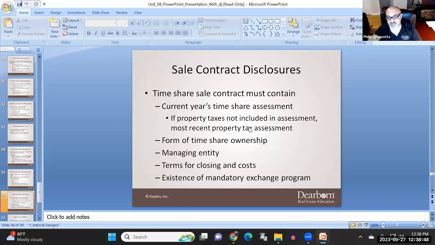Let's talk about a sales contract disclosure. A timeshare sales contract must contain the current year's timeshare assessment, whether the property taxes are included or not included in the assessment, and also the most recent property tax assessment. They must be in with the contract. Also the form of the timeshare ownership, how they're owning it, the managing entity, who's the management company for the timeshare, the terms for closing and the cost to close it, and the existence of a mandatory exchange program. A lot of timeshares you buy here, but you can go around the world. You could trade your weeks and things. You have to let them know. It all has to be in the contract.